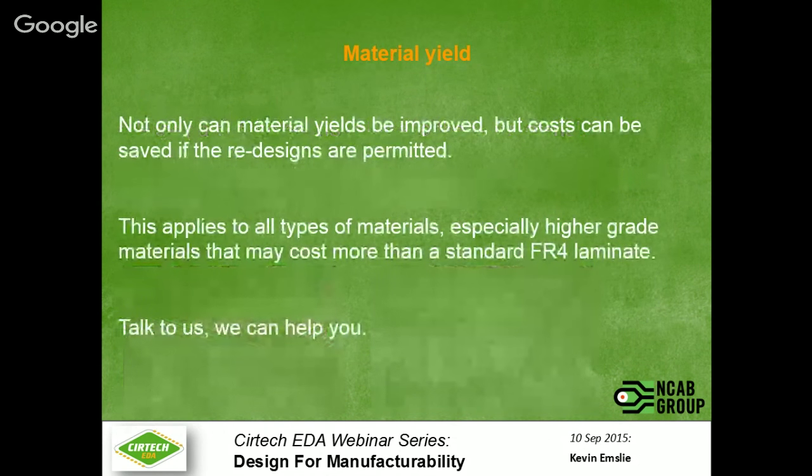So not only can material yields be improved by means of panelization, but costs can be saved if redesigns are permitted. And this applies to all types of material, but especially the higher grade or exotic materials, which are the aluminium substrates and the high frequency materials. They cost a lot more than FR4 laminate does. So talk to us. We can help you to optimize your design and to maximize your material yield.